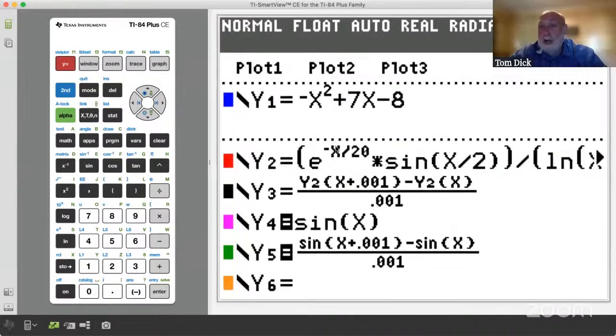So again, you were suggesting this, Steve. If I was going to change y4 over and over again and do lots and lots of difference quotients, I would want to make my y5 actually y4 of x.